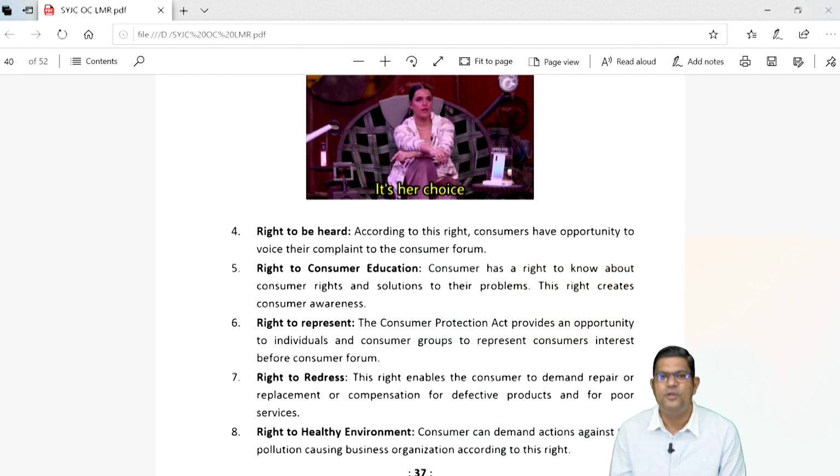Okay, moving on to the next one is called as the right to represent. Now, the right to represent means suppose a particular consumer is cheated, then other person should have a right to represent that person, okay, in front of the law so that justice can be made to that person who is being cheated. So, the Consumer Protection Act provides an opportunity to the individuals and also to the different consumer groups to represent the consumer's interest before the consumer forum. They could also represent a case related to a customer in front of the consumer forum.